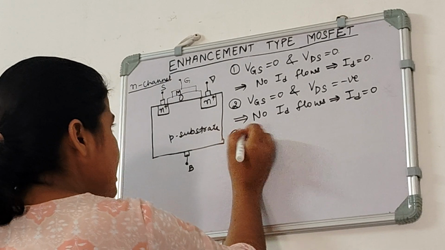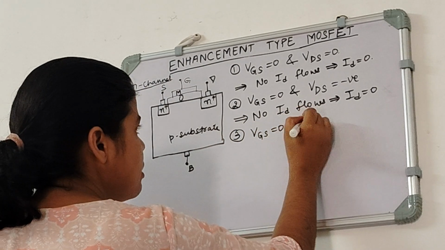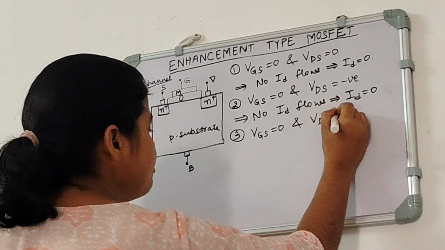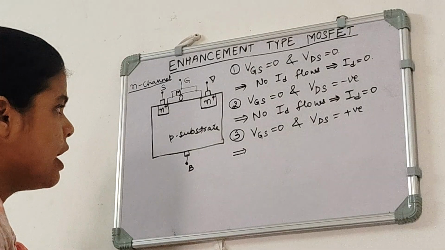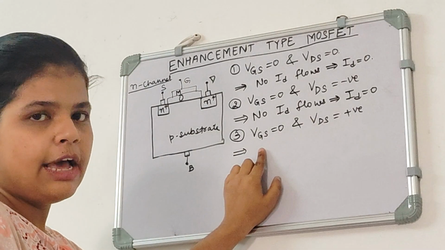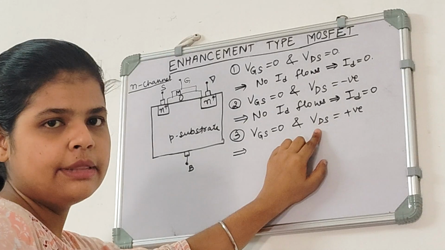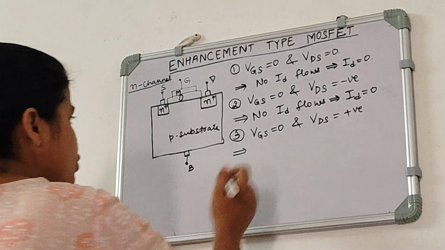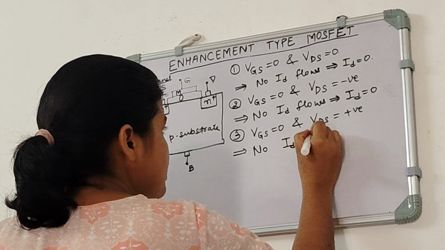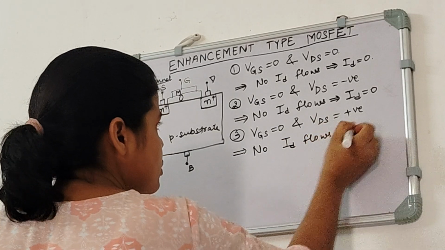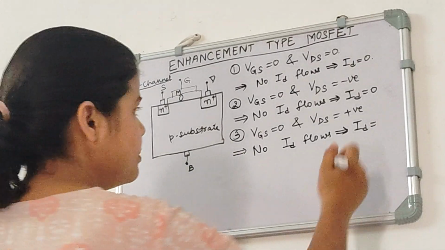Now third condition is that our VGS equals to 0 and VDS equals to positive. Still our gate terminal is having 0 voltage. So whatever we apply at drain terminal, that doesn't matter. So here also we will have no ID flows, that is ID equals to 0. Here ID represents drain current.